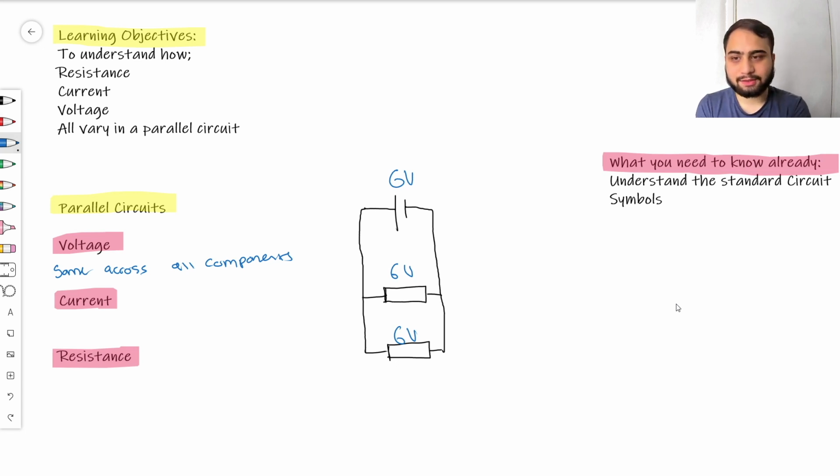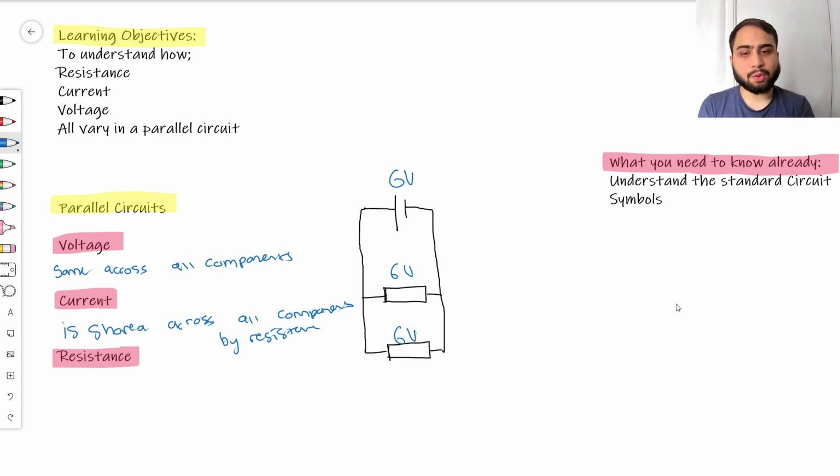Current, however, is shared across all components by resistance. So if these two resistors are the same resistance, say 50 ohms, they will both get an equal share of the overall current because, well, they're both half the total resistance.